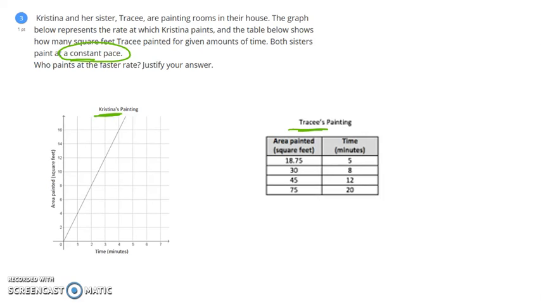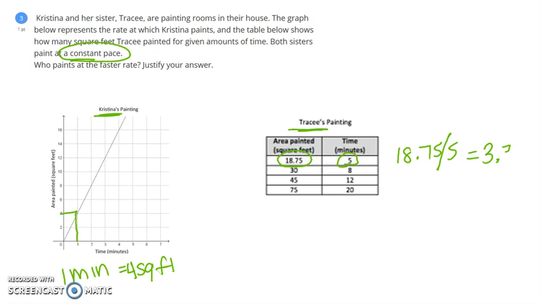Well, let's look at the number of minutes. So in 1 minute, Christina paints 4 square feet. For Tracy, it takes her 5 minutes to paint 18.75 square feet. So we can find out per minute by dividing 18.75 by 5. So in 1 minute, Tracy actually does 3.75 square feet.